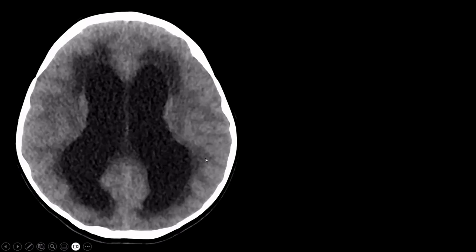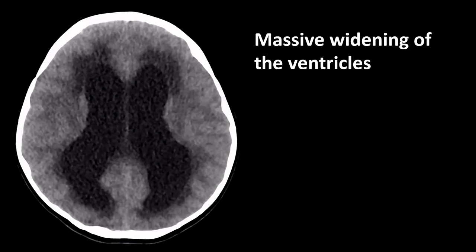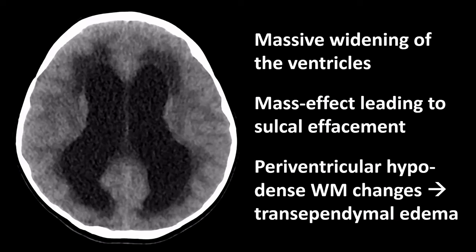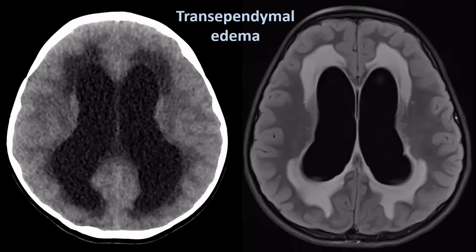Here's another example of a patient with a hydrocephalus. We see clear widening of the ventricles, massive widening with complete effacement of the cerebral sulci, but also notice that there are periventricular hypodense white matter changes. This reflects edema. Water is basically compressed from the ventricles into the brain parenchyma due to the increased pressure in the ventricular system. And that is what that would look like on a FLAIR image.